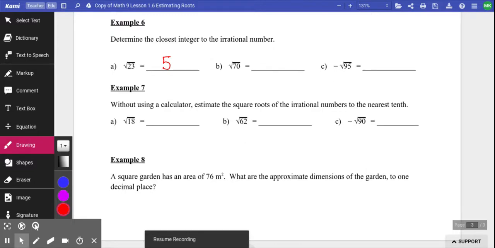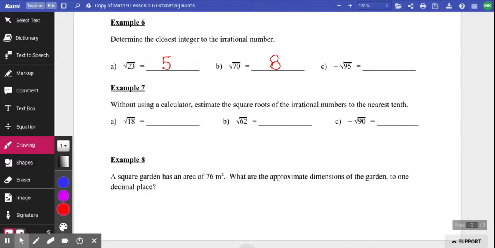Okay, so root 70. Root 70 would probably be like 8.2, 8.3, somewhere in there. That means the closest number it would be to would be 8. 95 is closest to 100. So the square root of 95 would be really close to 10. In this case, negative 10, because there's a negative out front.